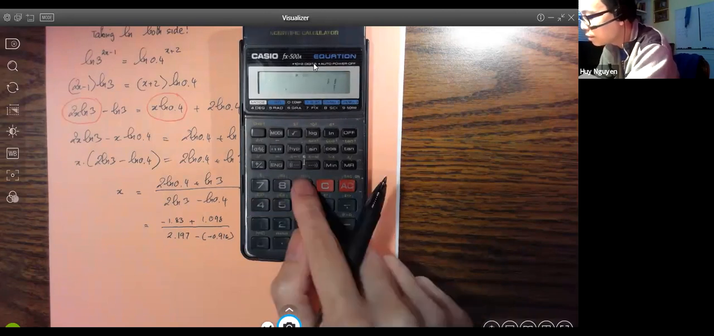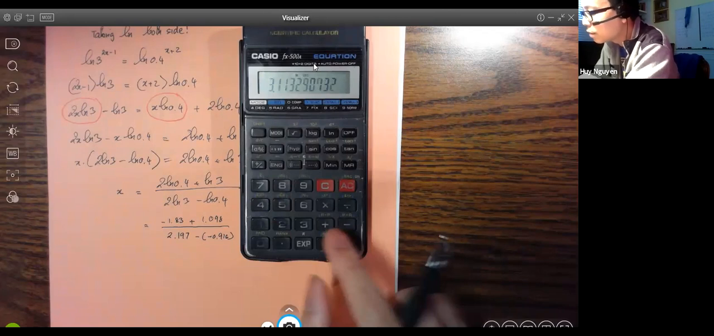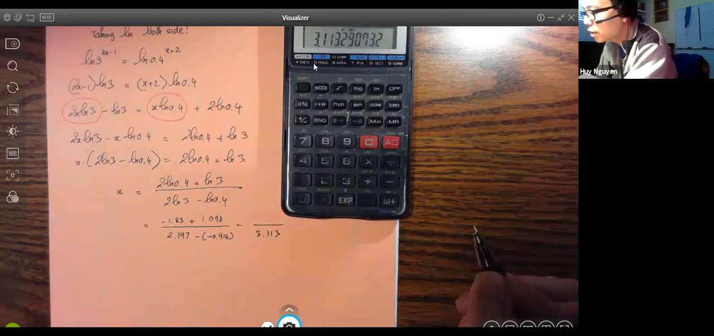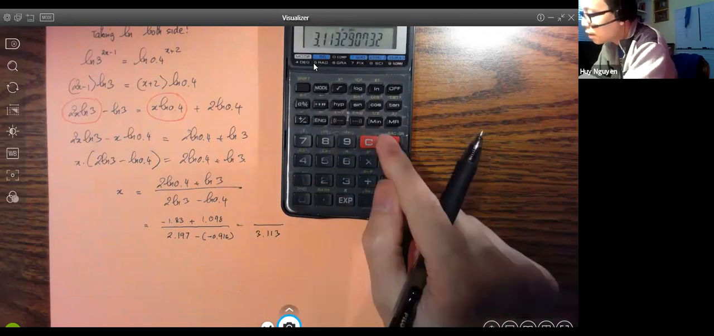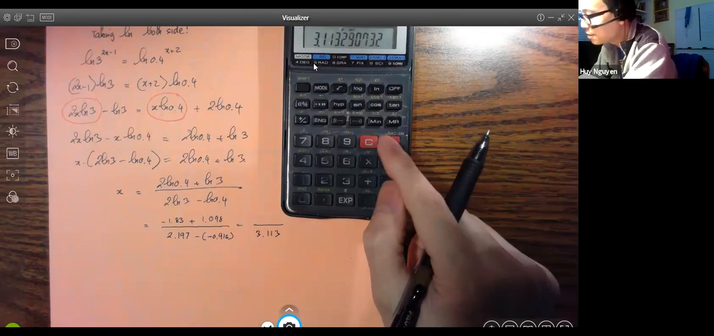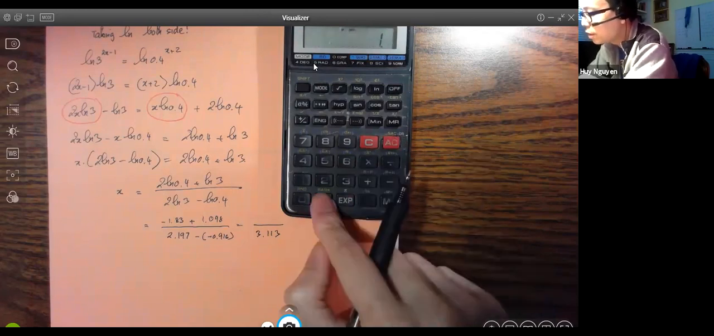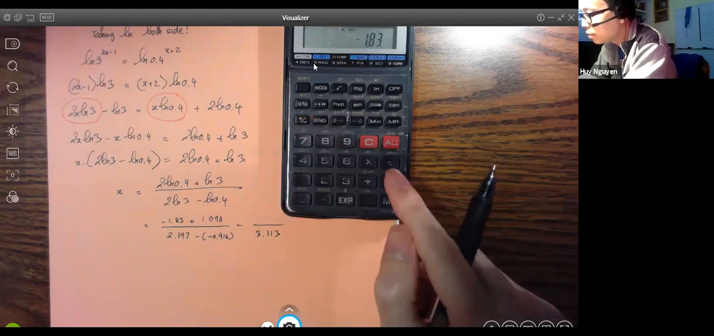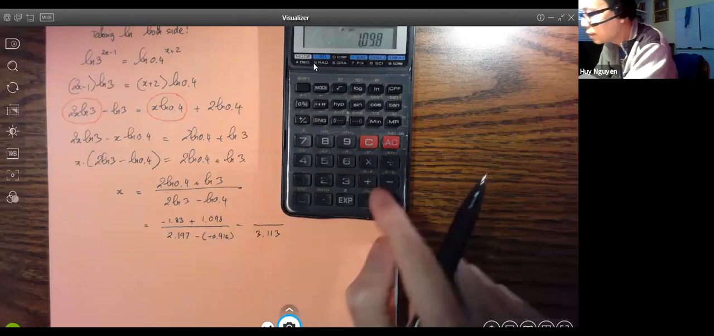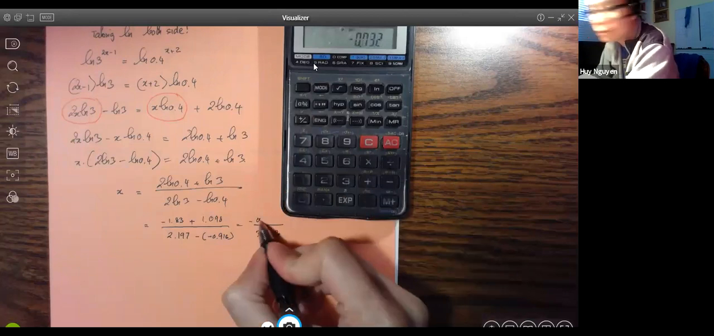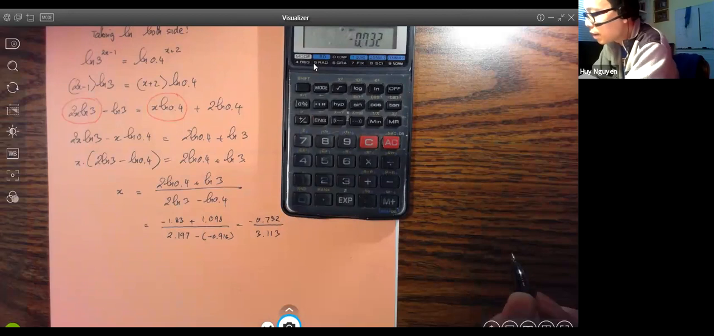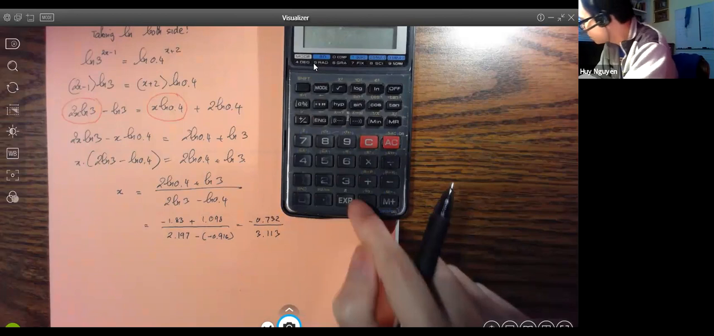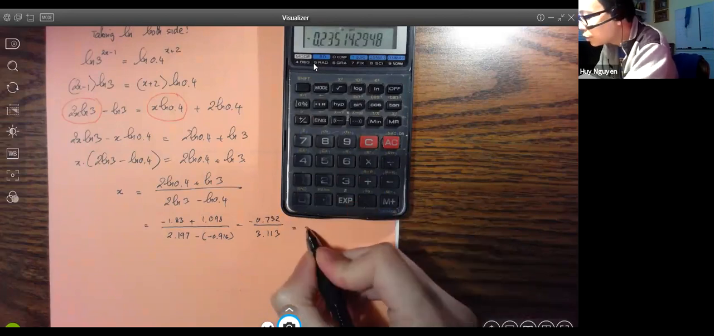I'm adding. So the bottom is 3.113. Go ahead, try it for yourself, okay? Just in case I have some careless mistake. Okay, so I have 1.83 plus 1.098, which gives negative 0.732. Then I divide by 3.113. All right, so the final answer will be negative 0.235.